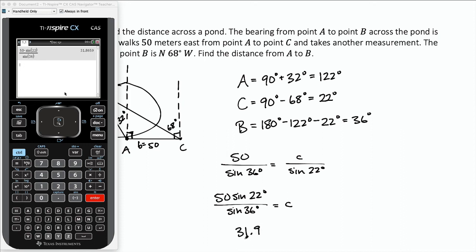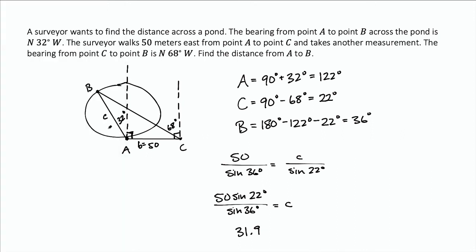And that's that length C, which is the distance across the pond from point A to point B. And that's, of course, going to be in meters because that's how our distance has been measured.